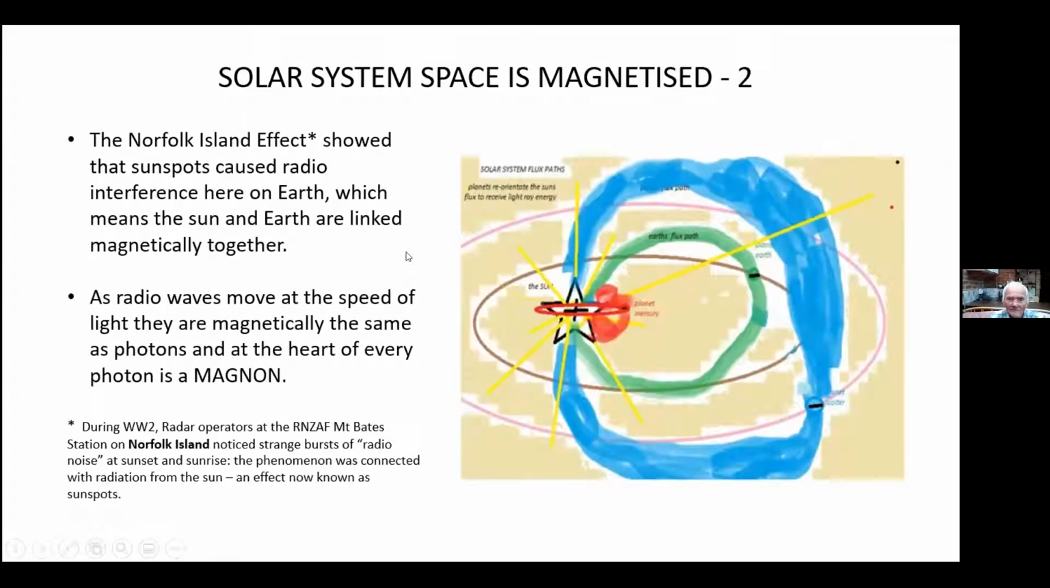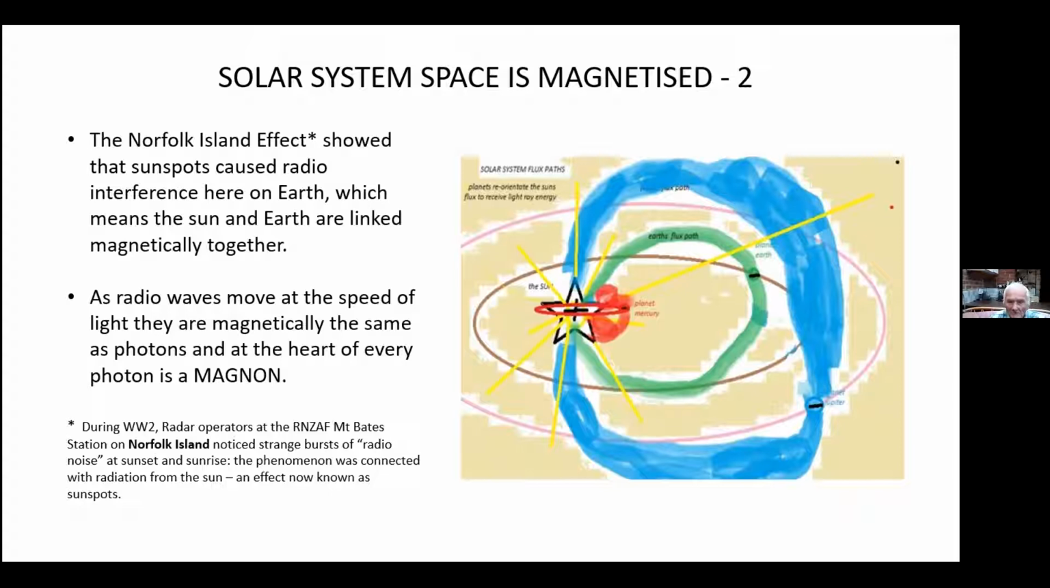The Norfolk Island effect showed that sunspots cause radio interference here on Earth, which means that the sun and the Earth are linked magnetically together, as shown on this little drawing that you're seeing beside the text, with the sun in the middle and the planets running round in circles. As radio waves move at the speed of light, they are magnetically the same as the photons, and at the heart of every photon is a magnon.